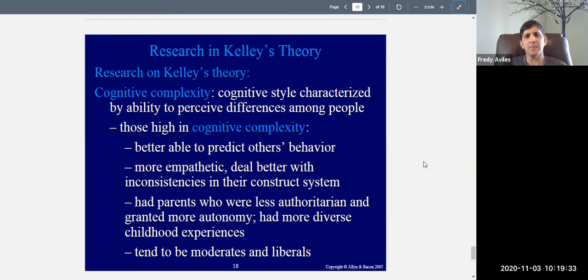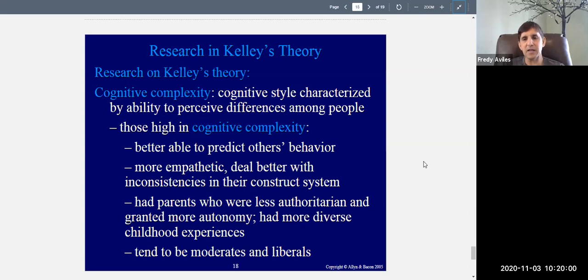Other research on Kelley's theory, this is something very interesting and applies today, especially in the times we're living in. Cognitive complexity. That's a very good thing. It's good to have cognitive complexity. That's a way of thinking, a cognitive style characterized by the ability to perceive differences among people. If you have cognitive complexity, that means that you are complex in your way of thinking. Your thinking can adapt, your constructs can adapt, right?